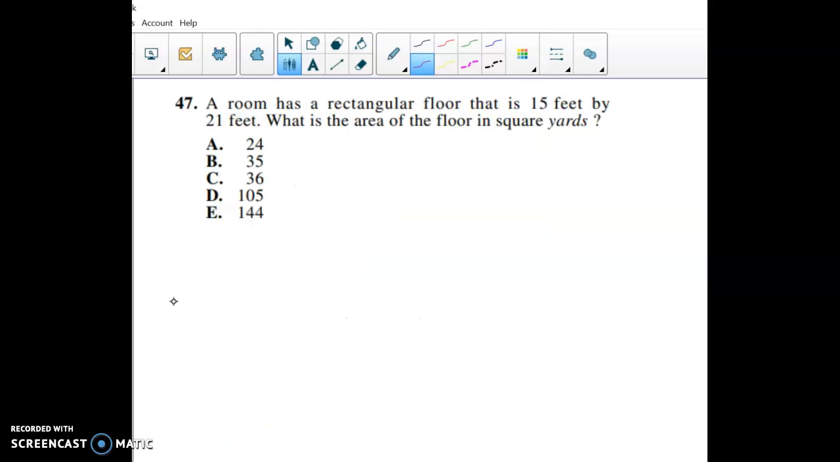Okay, this one I just recommend drawing a picture on. This one too, I honestly don't like this question because I had to look this up because I forget this stuff. But if you forget, 1 yard is equal to 3 feet. Okay, so that'll be needed to do this question because it asks for it in square yards.